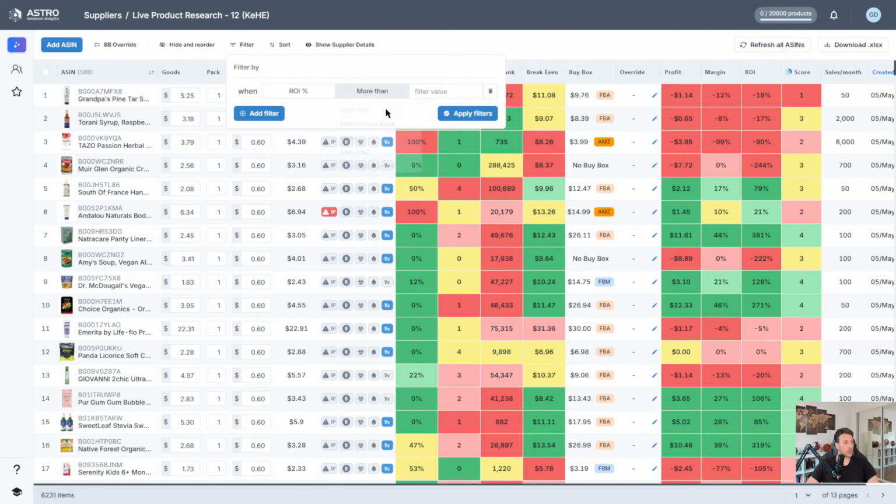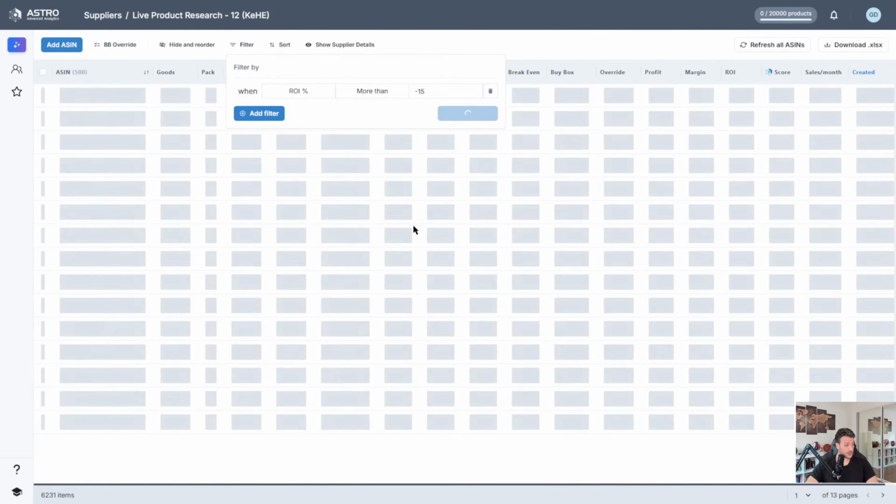and I'm going to say show us products that have a minus 15% ROI and above. So minus 15%, minus 10%, minus 5%, and all the way up to even a very profitable product with 60% or 80% ROI. So they're all going to be included in this. So we're at 6,231 items. So let's apply just that one filter for now.